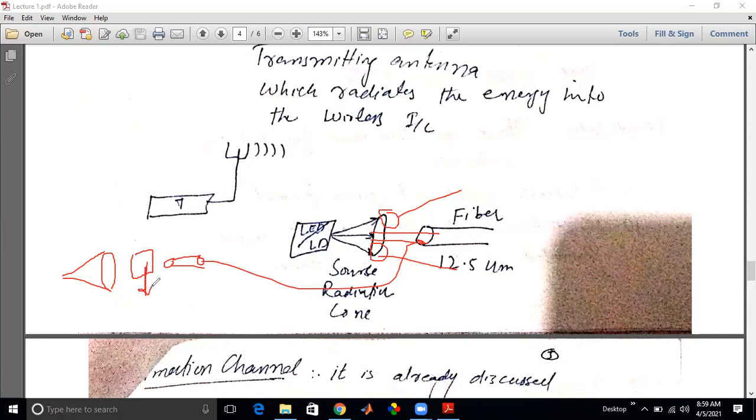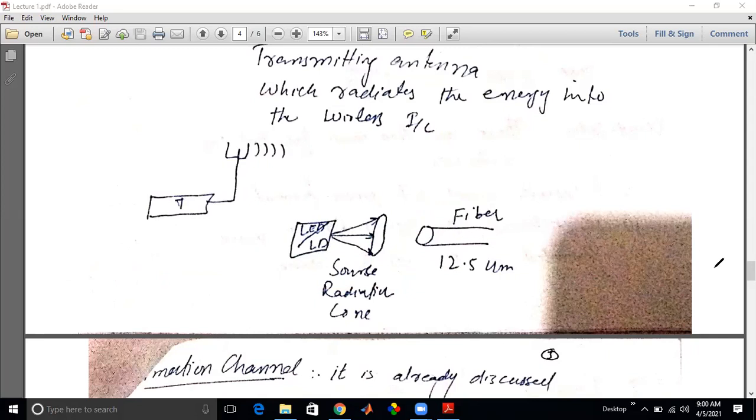And how will we reduce the cone? We will study this in our coming lectures: what are the techniques for reducing the size of the cone. This is a very important topic in optical fiber communication, the techniques to reduce the cone of the source radiation radiated by LED or laser diode. It means that the coupler is necessary both in the case of wireless and in the case of optical fiber.